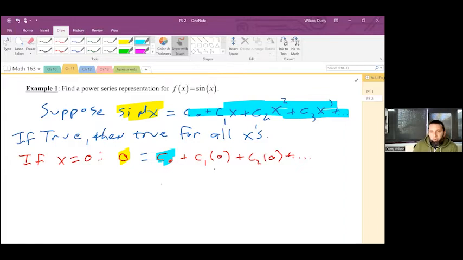Well, that works so well with sine, we think, what other function might also be easy to evaluate at 0? And we think to ourselves, maybe cosine. So what's the relationship between sine and cosine? They're derivatives. So next up, let's differentiate both sides.